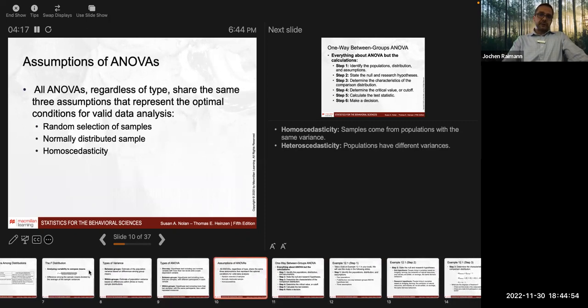For any form of ANOVA, you make assumptions. The first assumption is a random selection of samples, as it always is. It was the same assumption for hypothesis testing with every parametric test that we did so far, with the Z distribution, with the T distribution. Same assumption: a normally distributed sample. We're only doing parametric tests, except for the chi-squared test. The chi-squared is non-parametric, but that's for further statistical education.